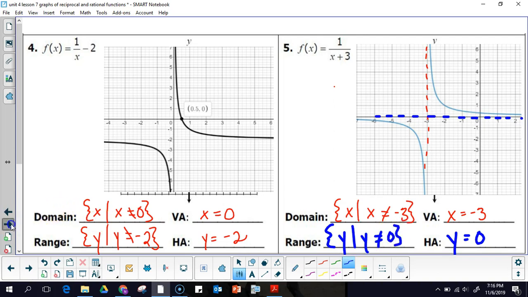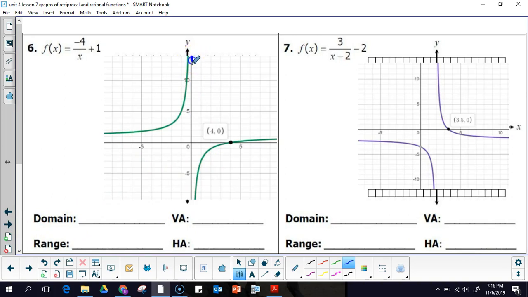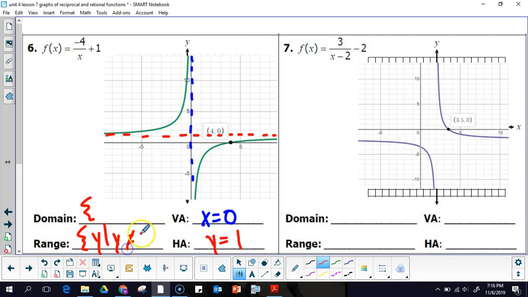Okay, let's see if we can go a little bit faster. Okay, this one, the vertical asymptote is here. That is x equals 0. And the horizontal asymptote is here. That's at y equals 1. So domain, wrong color, I'll do the range. Y such that y does not equal 1. And I'm terrible at drawing those little squiggly lines. The domain is all real numbers x such that x does not equal 0.